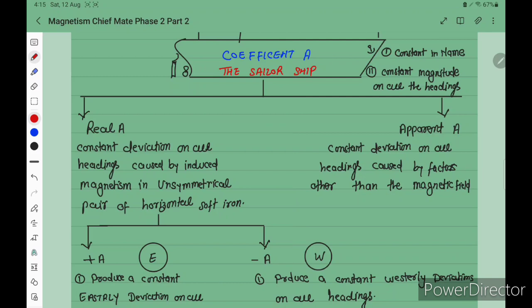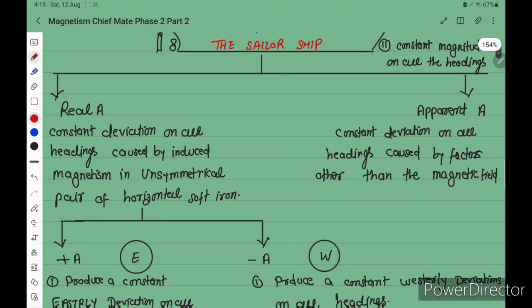The real A is constant deviation on all headings caused by induced magnetism in an unsymmetrical pair of horizontal soft iron. So unsymmetrical pair of horizontal soft iron is very important. You have to mention this and underline it. First we discuss real A, and then we move to apparent A.